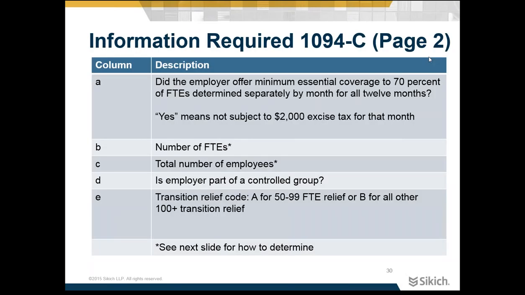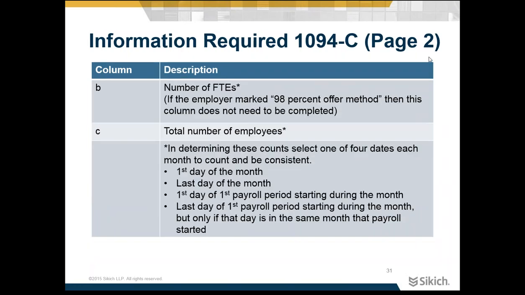So here's a little bit different information, or additional information, on those line items. Column A is basically, if you enter yes to that, you're telling the IRS you're not subject to that penalty number 1, the $2,000 excise tax, for that particular month. I've given you a little bit more detail here on what some of these counts mean. Column B for your FTEs. If you satisfy one of these other safe harbors or this offer method, then you might not have to complete this column. Column C, determining your total number of employees.